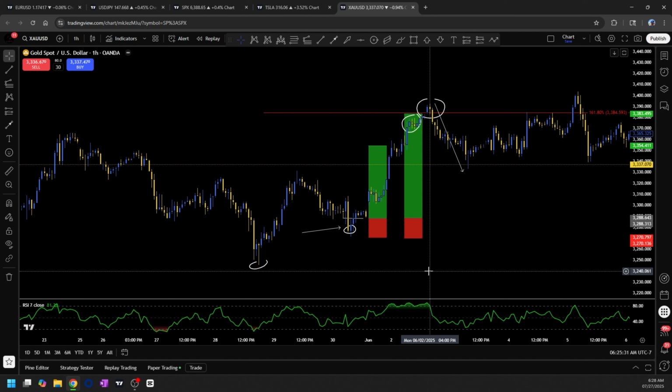I can't really say how you would pair it up with other trading techniques, but for this one, this is how it goes.